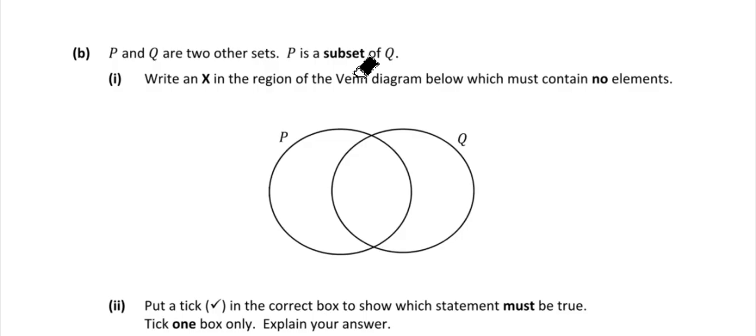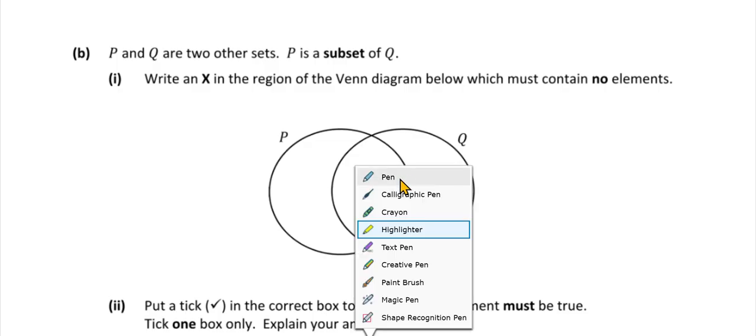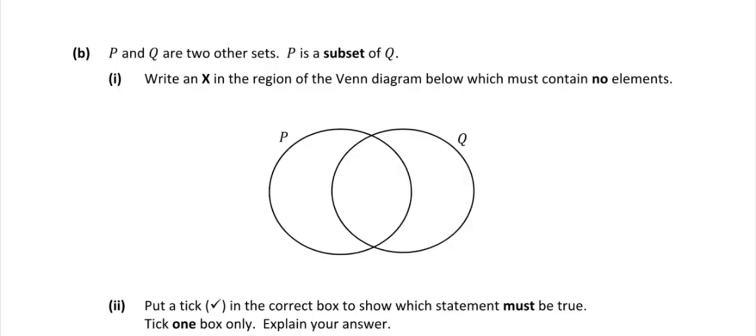P and Q are two other sets. P is a subset of Q. Write X in a region of the Venn diagram which must contain no elements. Now, what I would have explained is a subset. Does anybody know how to explain a subset?